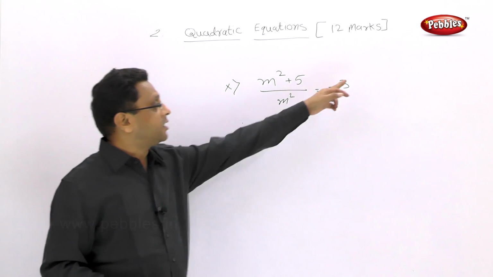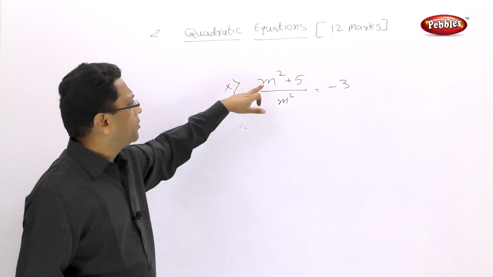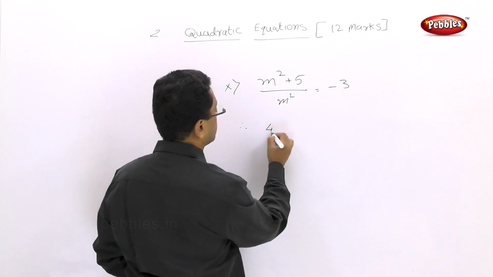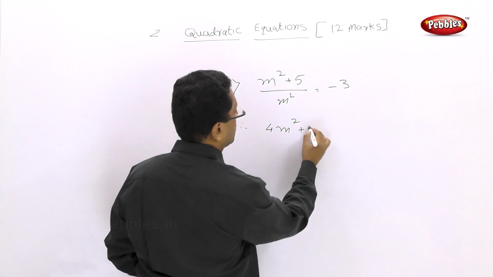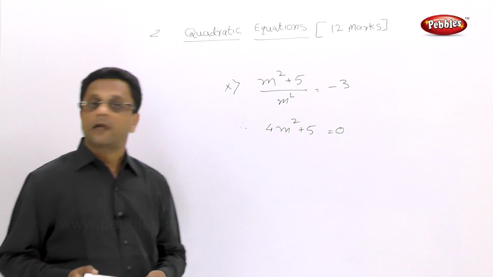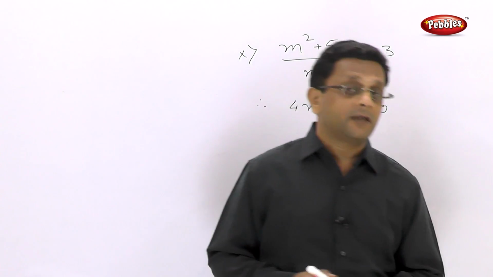And when this minus 3m square comes this side, it will become plus 3m square plus this m square. That is 4m square plus 5 equal to 0. This is the standard form of quadratic equation. Here we finish exercise 2.1.